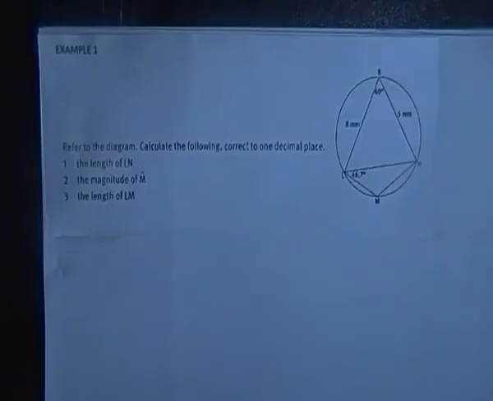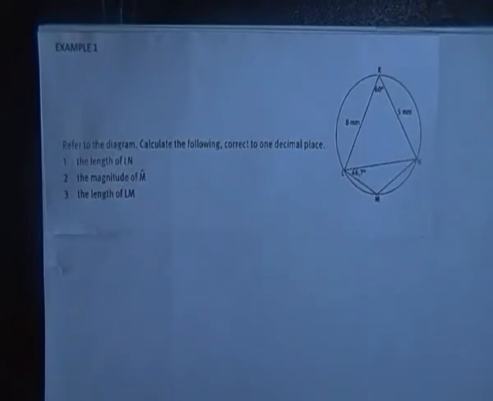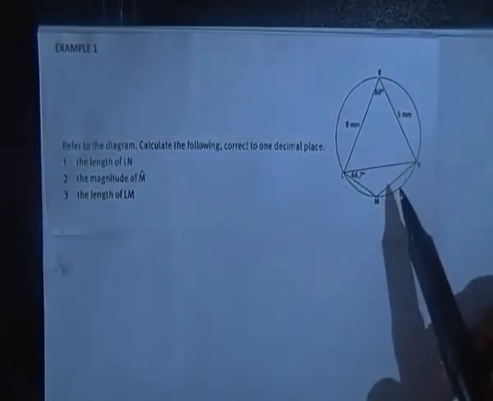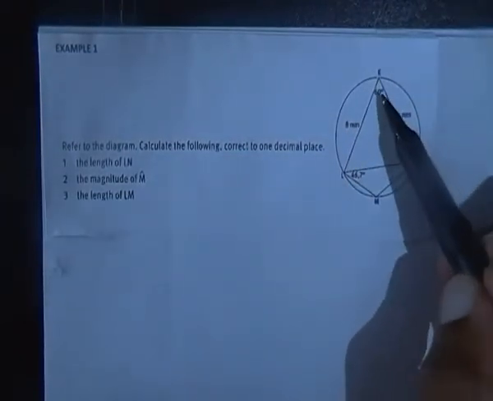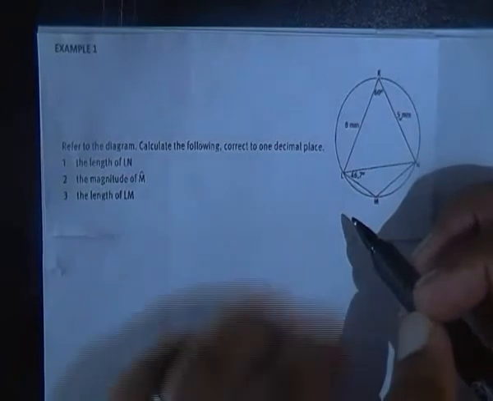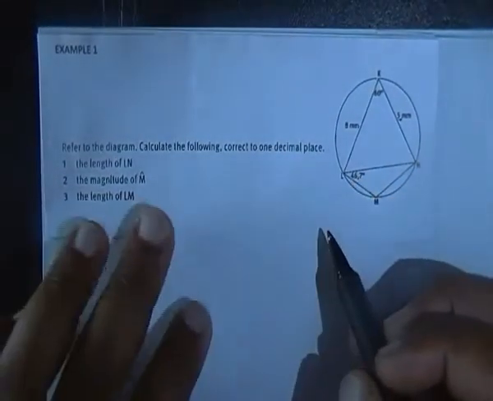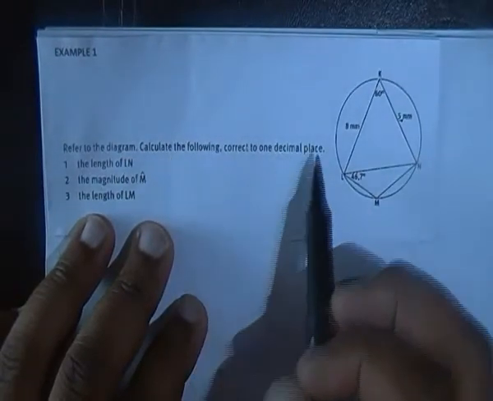Okay, so let's get through example number one, where we have to refer to that diagram. It's a circle with this triangle inside. This side is 8, that side is 5, that angle is 60 degrees, and this is 46.7 degrees. So, refer to the diagram, calculate the following correct to one decimal place.